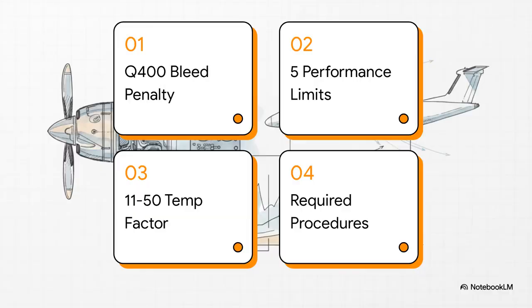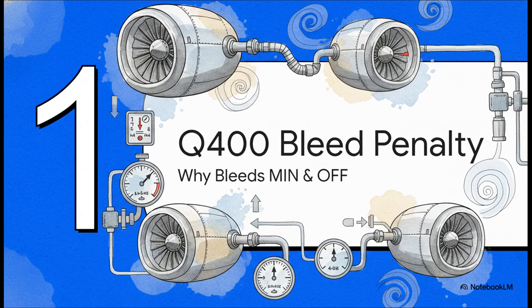Okay, let's dive right into our agenda. First, we'll look at the Q400 bleed penalty. Second, the 5 performance limitations. Third, the 1150 temperature factor. And finally, the required bleed procedures. Section 1. The Q400 bleed penalty, and exactly why those bleeds must be MIN and off.